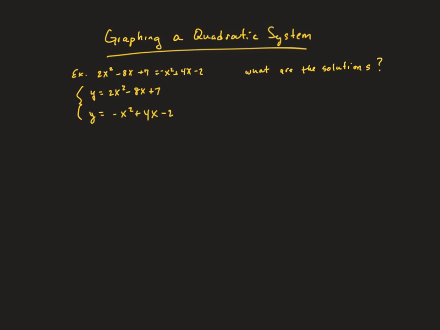in y1, I'm going to put one equation, and in y2, I'm going to put the other equation. So I'll have 2x squared minus 8x plus 7 in y1, and then I will have negative x squared plus 4x minus 2 in y2, and I'm going to hit graph.